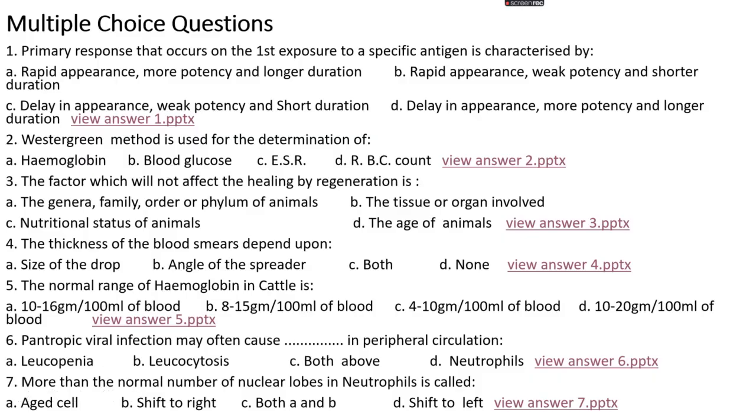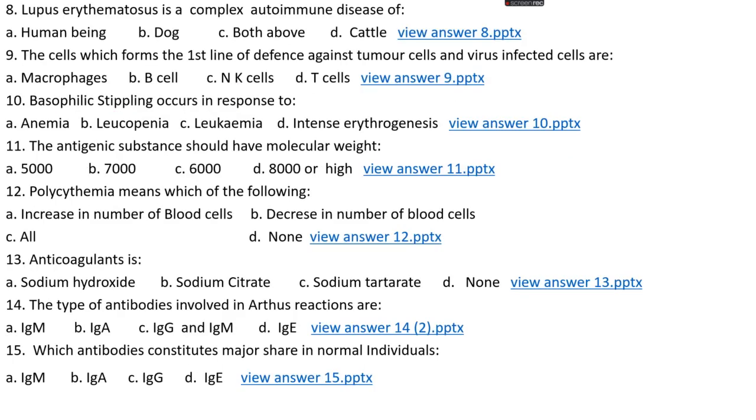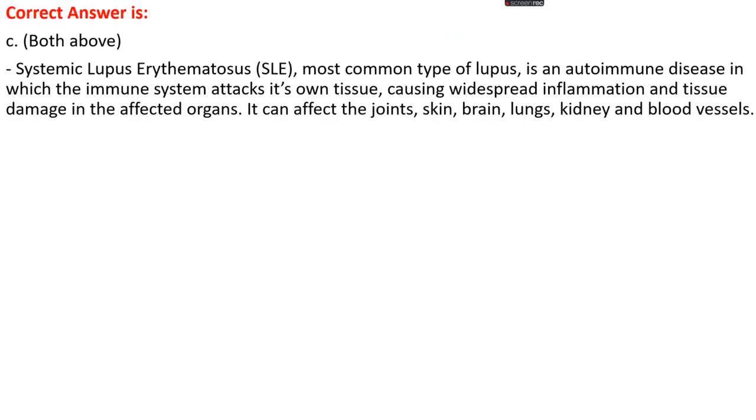Okay, question number 8. Lupus erythematosus is a complex autoimmune disease of option A, human being. Option B, dog. Option C, both. Option D, cattle. The right answer is option C, that is both.